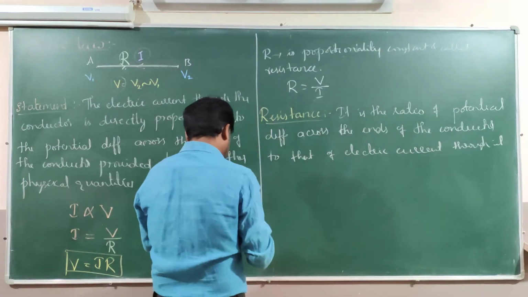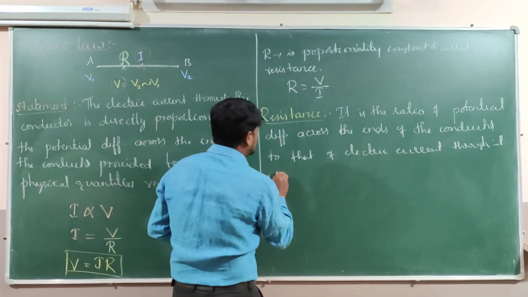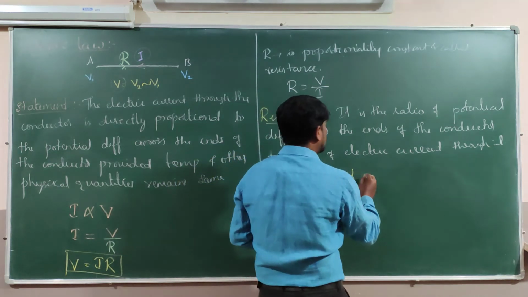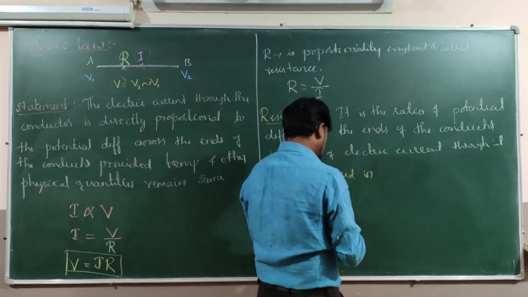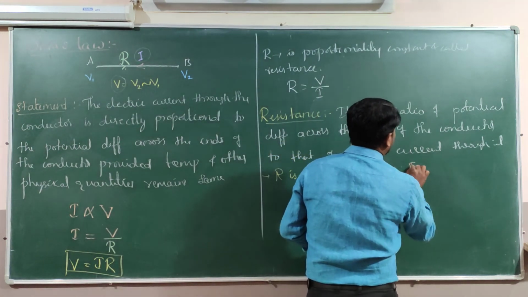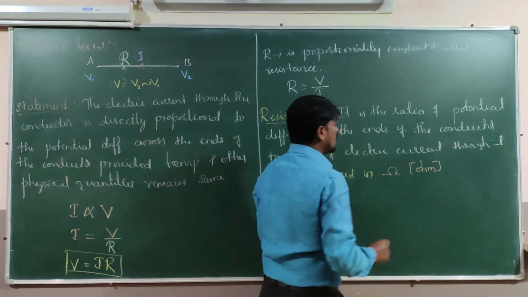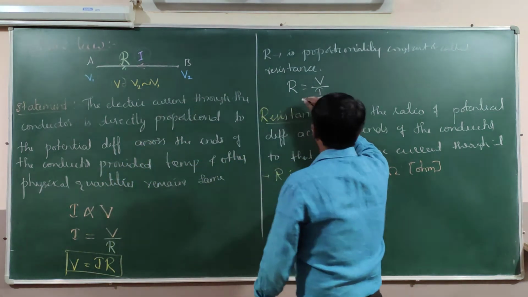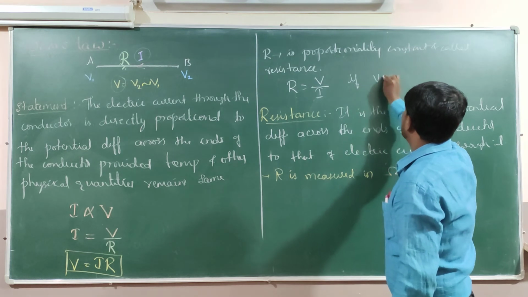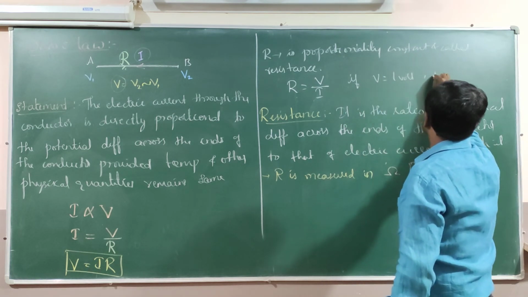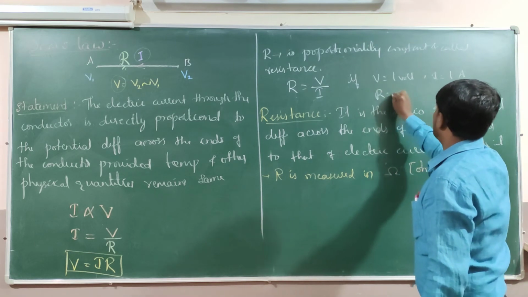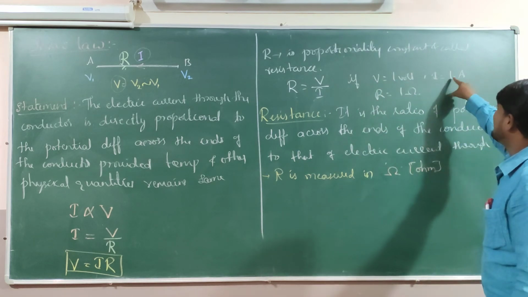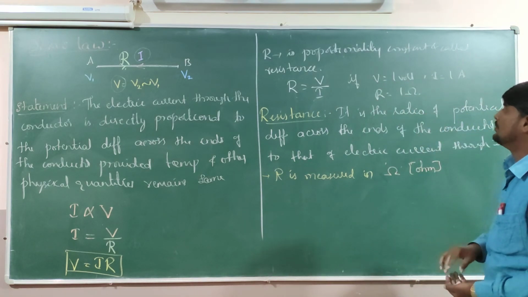Then the SI unit of resistance. The SI unit of resistance is measured in a special word, ohm. It's called ohm, the symbol is omega. Then if you borrow the same equation, R is equal to V by I. If V is equal to 1 volt, I is equal to 1 ampere, then R is equal to 1 ohm. Then how to define 1 ohm? So here V equal to 1 volt, I equal to 1 ampere, then R equal to 1 ohm.